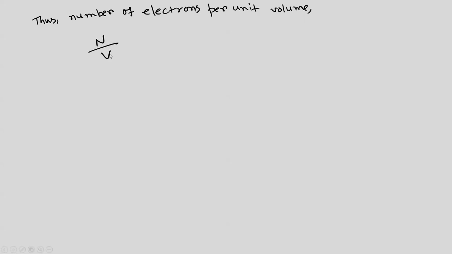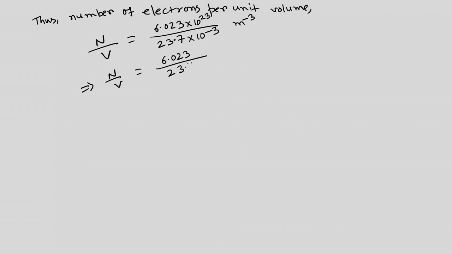So, we can calculate the number of electrons per unit volume, which is nothing but number of particles per unit volume. So, this n by V is 6.023 × 10^23 divided by the volume 23.7 × 10^-6, and the unit is m^-3. So, we get n by V is 6.023 by 23.7 × 10^23 × 10^6 per m^3. So, this is the answer for the first problem.